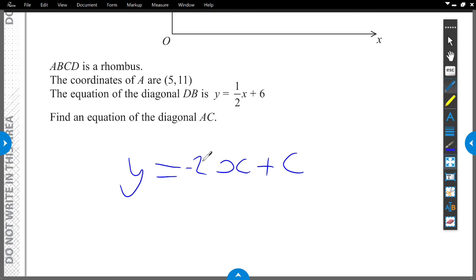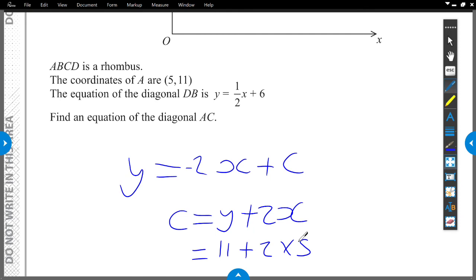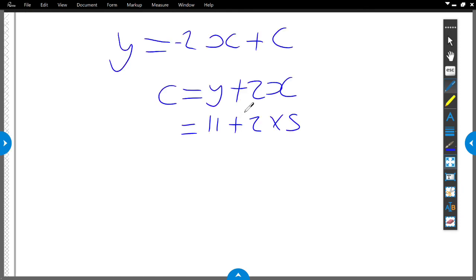I'll do the algebra first, so I'm going to add 2x to get rid of this minus 2x. And we get that c is equal to y plus 2x. And now we can substitute in the coordinates, so the y value is 11, and the x value is 5. So when x is equal to 5, y is equal to 11. Crunching the numbers here, we get that 11 plus 2 lots of 5, which is 10, 11 plus 10 is 21. And that completes our equation. We get that y is equal to minus 2x plus 21.